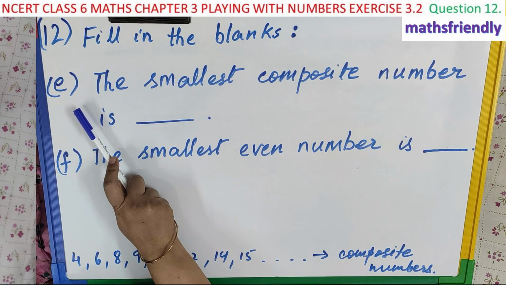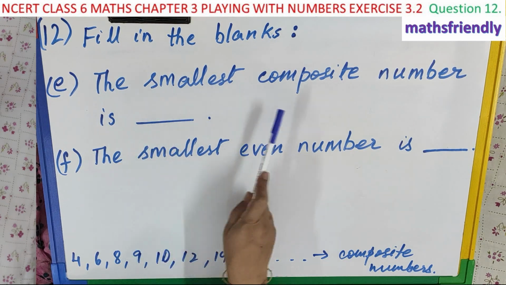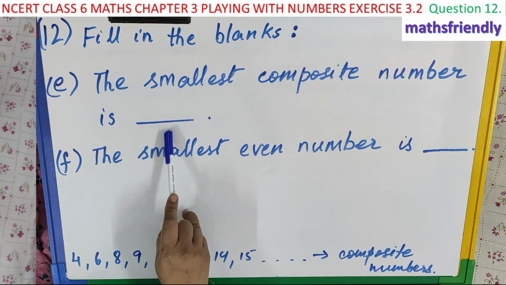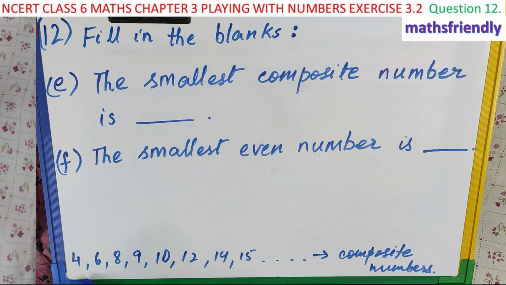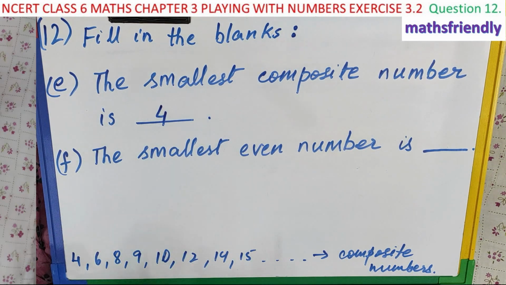Now let us do questions E and F. Question E is: the smallest composite number is what? We have to fill in this blank space. So the composite numbers we have written here. See which one is the smallest composite number? The smallest composite number is 4. So we can write: the smallest composite number is 4. Okay.